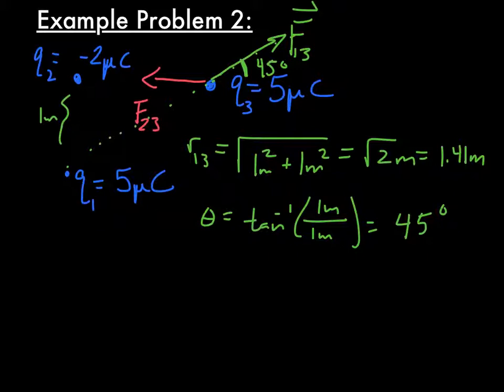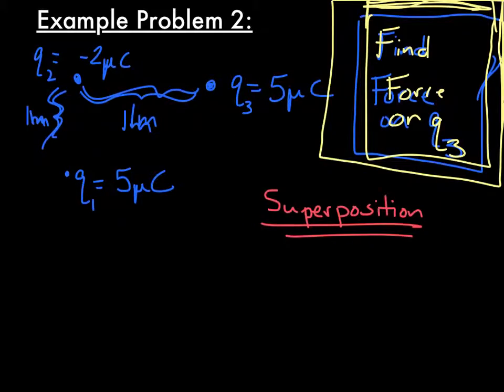Let's calculate the force between 2 and 3 first, and then we'll calculate the force between 1 and 3, because that one's going to have components. In this case, you now have 3 charges, Q1, Q2, and Q3, and you're going to use the principle of superposition to find the force on Q3. All superposition means is that you are just going to add up all your forces.